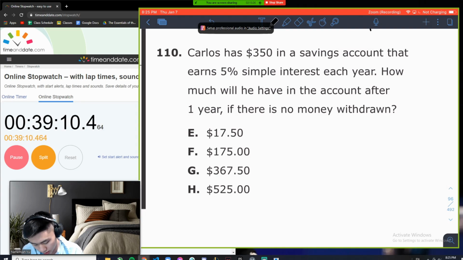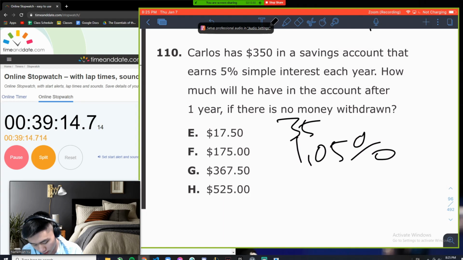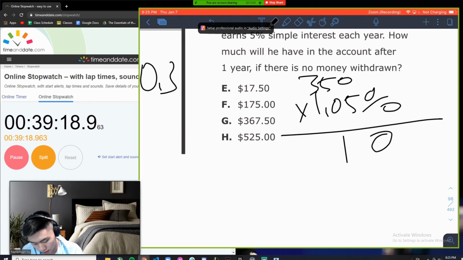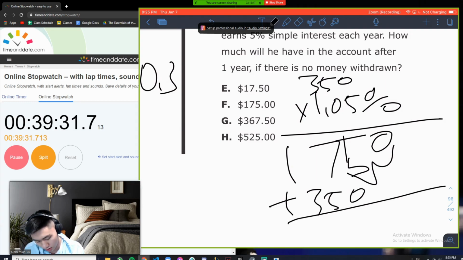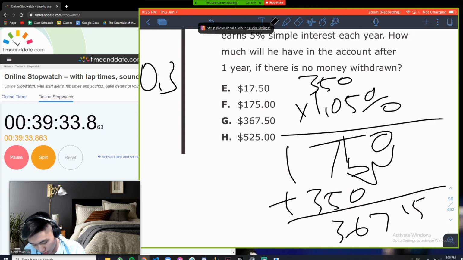Simple interest just means 1.05%. So 350 times that, 0.05, 17.5 plus 350. 367.5.